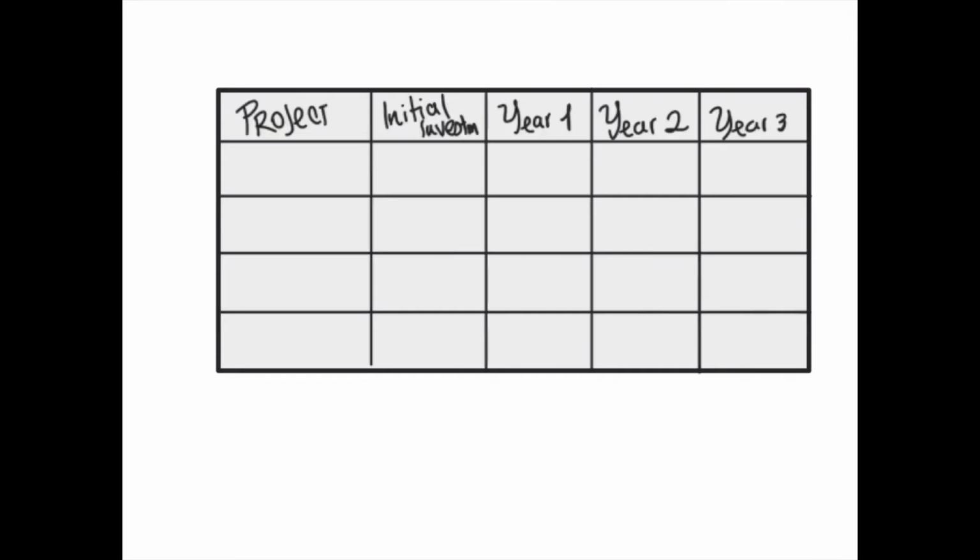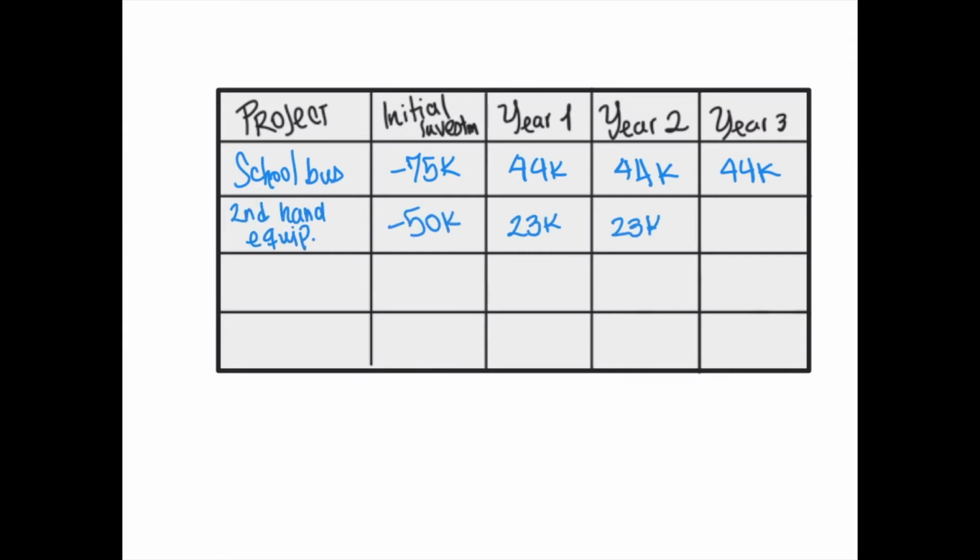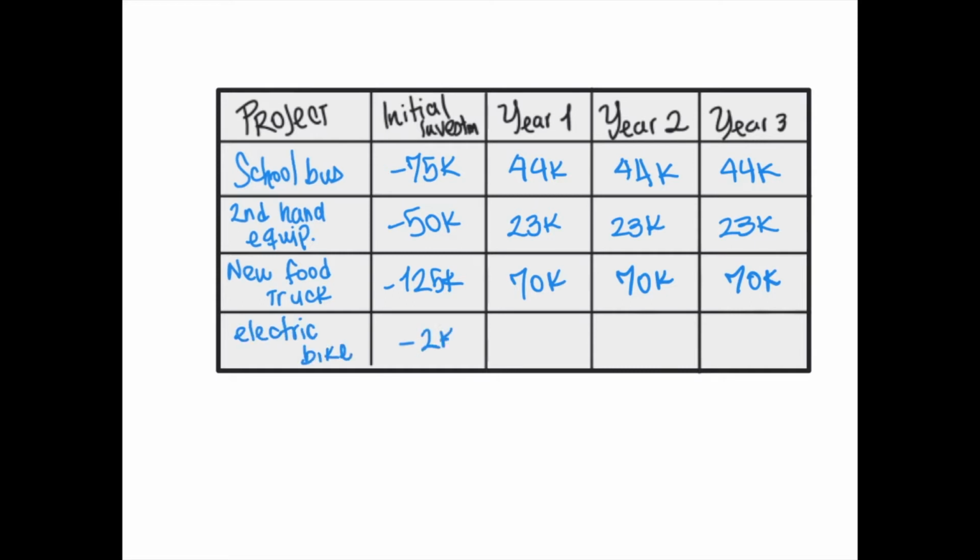The first project, the school bus, requires an initial investment of $75,000 and it yields $44,000 for the following 3 years. The second option requires an investment of $50,000 and yields $23,000 each year. The third option requires an initial investment of $125,000 and yields earnings of $70,000 for the 3 years. The fourth option only needs an initial investment of $2,000 and will yield $12,000, $13,000, and $14,000 in the next 3 years.